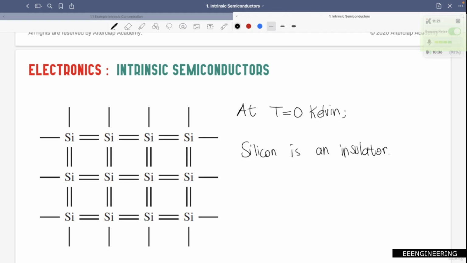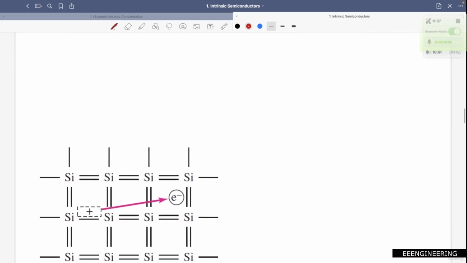So what do we mean by saying silicon is an insulator? Basically, we are saying that no charge will flow through the silicon. No charge flow. But obviously the question comes up: what happens if temperature increases? So let me scroll the page down a little.